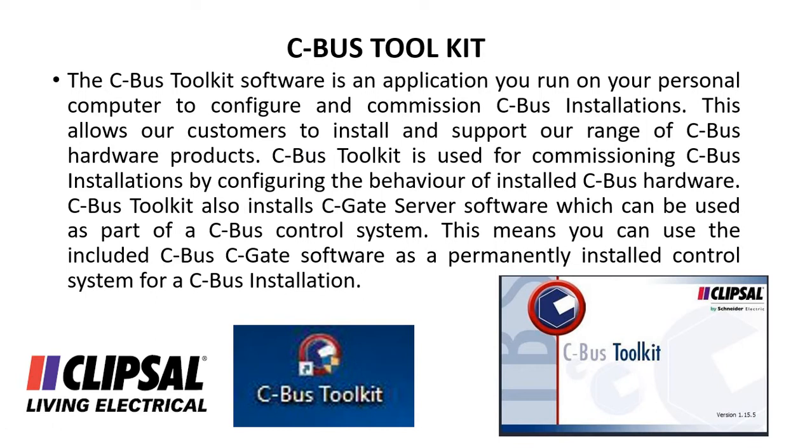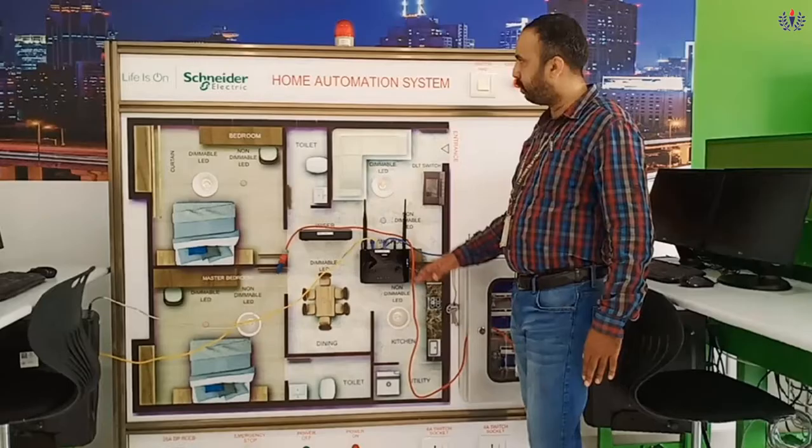This allows our customers to install CBus hardware products. It will be used for commissioning and also configuring by using the Saffron server software. So this means you can control the CBus, with the server as a permanently installed control system of the CBus installation. So this is the particular software you are using for the home automation systems. So this is the introduction video.